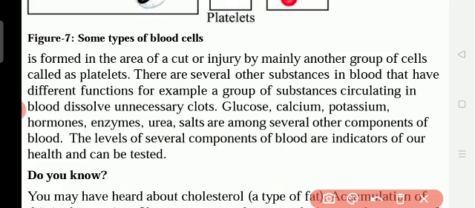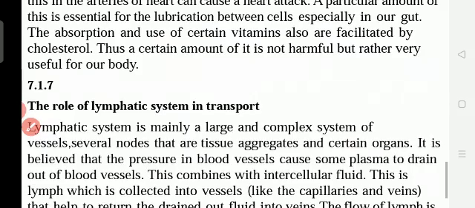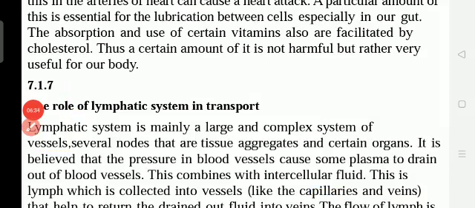Okay, so through the blood they can do glucose test, calcium test, potassium test, hormones, enzymes, urea, and salt test. So the level of several components of blood are indicators of our health and can be tested. That means all these are the indicators to check our health condition.